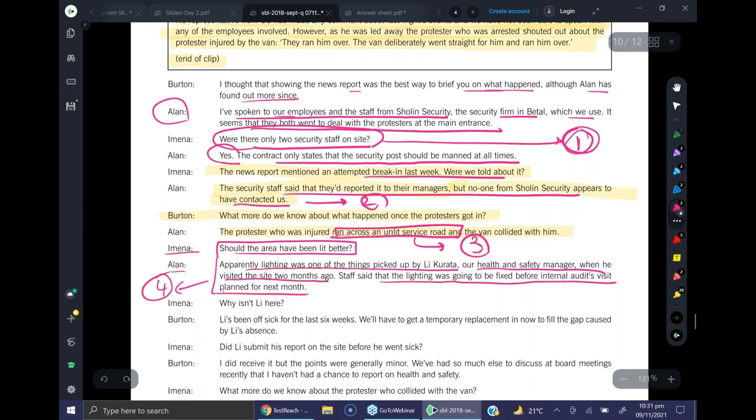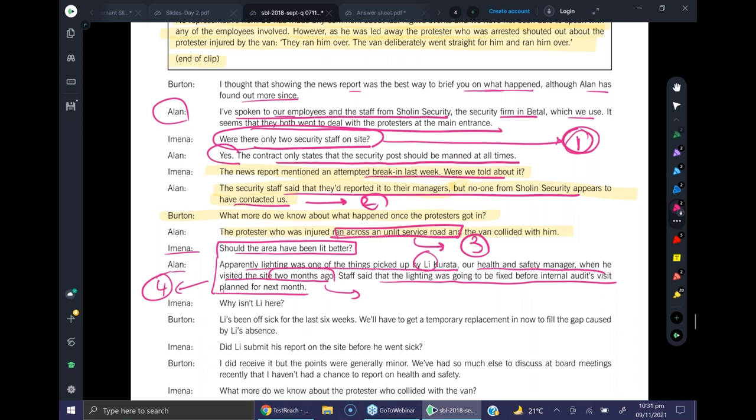The lighting was picked up by Lee, health and safety manager, 2 months ago as well. So this means that it wasn't fixed for 2 months, and why even wait for the internal audit visit? It's a regular operational thing. You need to fix it. 2 months is a very long period to not have proper lighting on the service road where accidents can happen. So what's your suggestion?